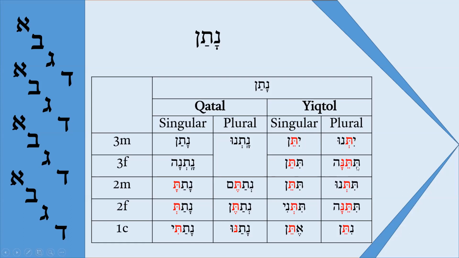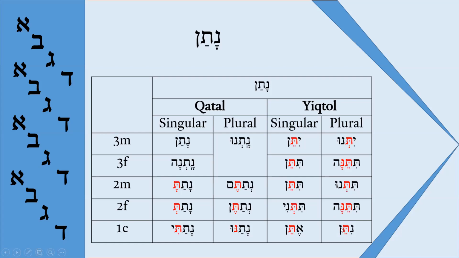Yitenu, Titenna, and here we have both. The first nun assimilates and the second nun assimilates, and here we have dagesh because two nuns are together, the one from the ending and another one from the root. Okay? So Titenna, Titenu, Titenna, and Niten.